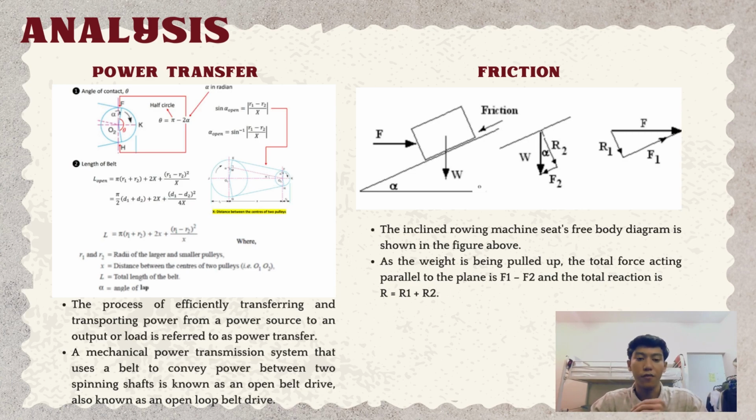And the second one is friction. For the friction that applies in the rowing machine, which is the inclined rowing machine seat, as you can see, the inclined rowing machine seat free body diagram is shown in the figure above. For the analysis of friction, as it is being pulled up, the total force acting parallel to the plane is F1 minus F2, and the total reaction is R equals R1 plus R2. That's all for me, and I will pass to the next presenter.